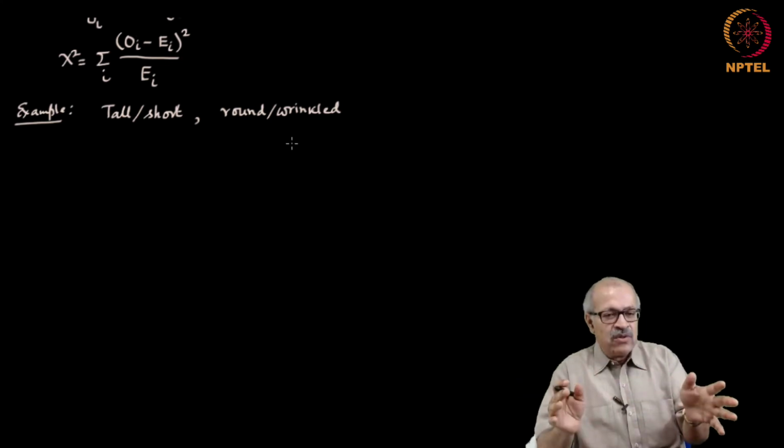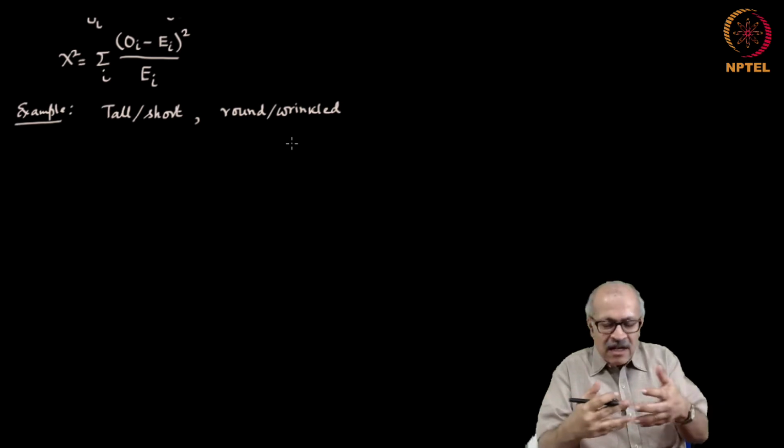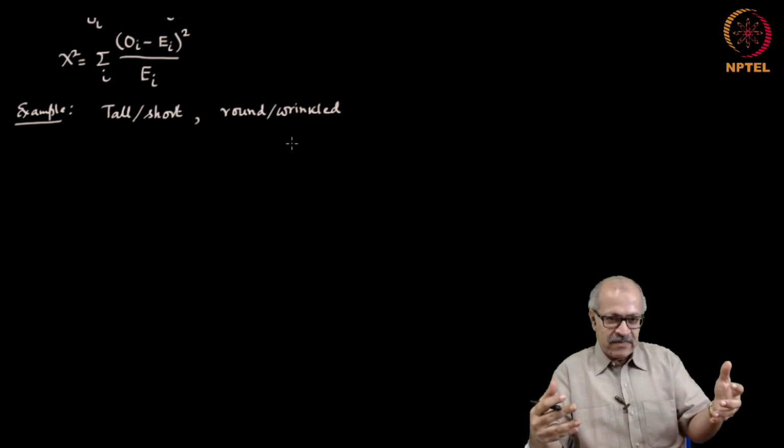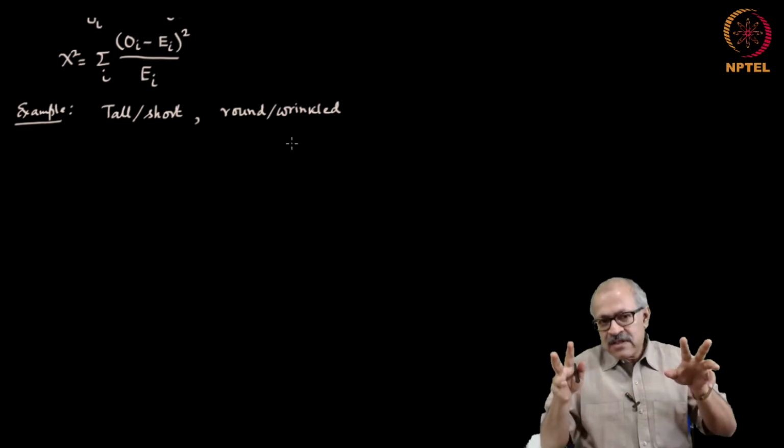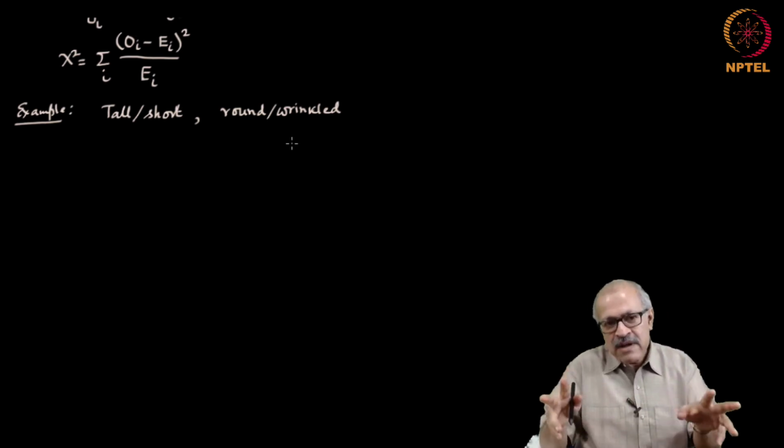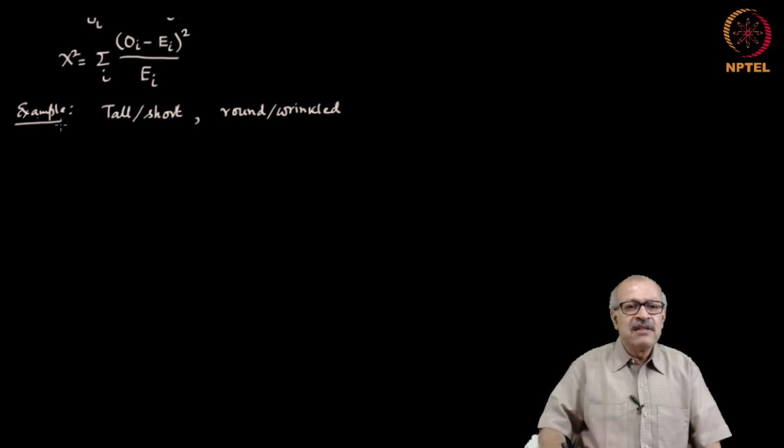and we do not know whether these two characters are related in some way or other. But the theory of genetics says that if these two characters are independently assorted, how do I write? Yeah.